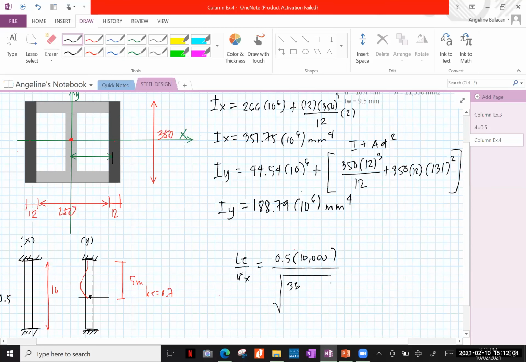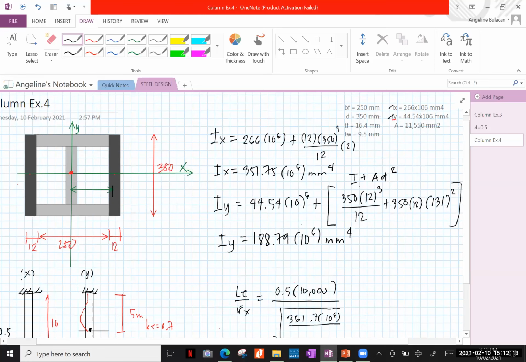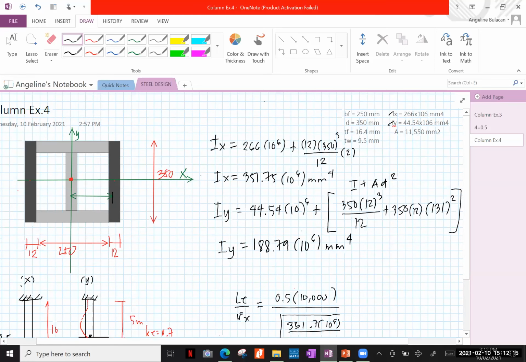0.75 times 10 raised to 6, all over the total area. Sorry, ilan ba yung total area? Pinapit ko na ba? Ay, hindi pa. So, compute ko A. A is equal to 11,550 plus 12 times 350 times... So, compute nyo muna para madali. 11,550 plus 12 times 350 times 2 kasi dalawa. So, 19,950.